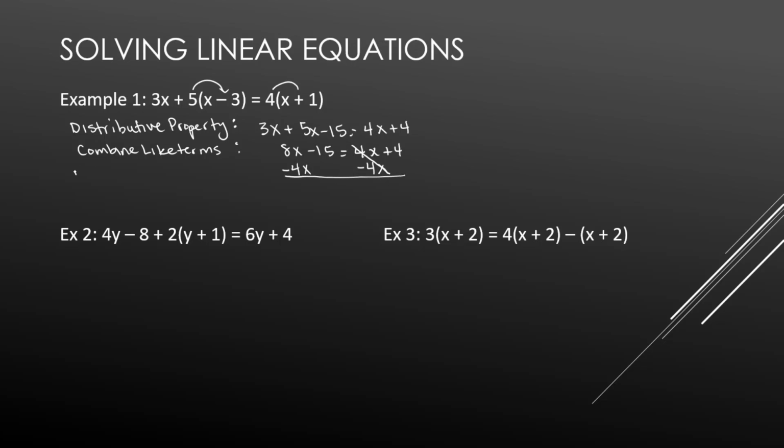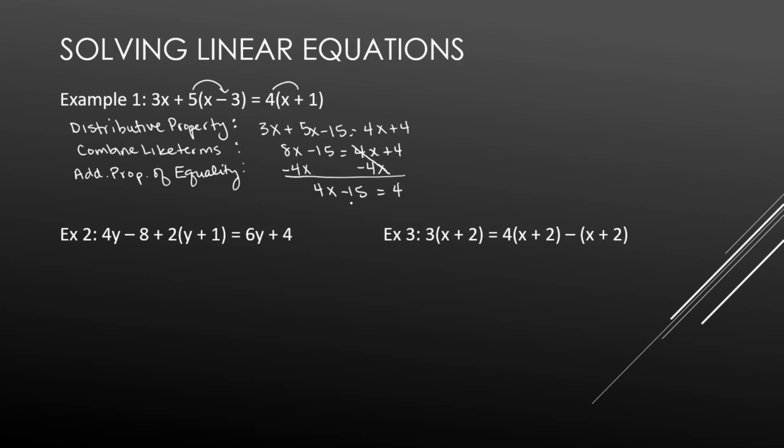So this is actually our additive or addition property of equality. And you can do this with addition, subtraction, multiplication, division, as long as you do the same thing to the left that you do to the right. So this gives me 4x minus 15 equals 4.